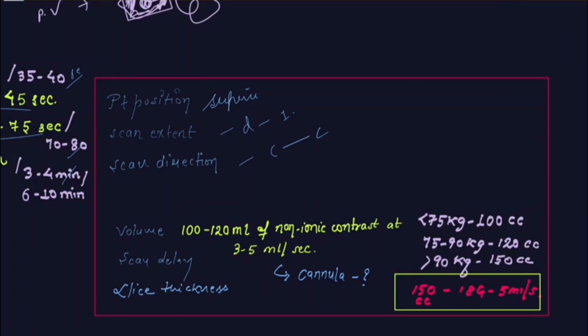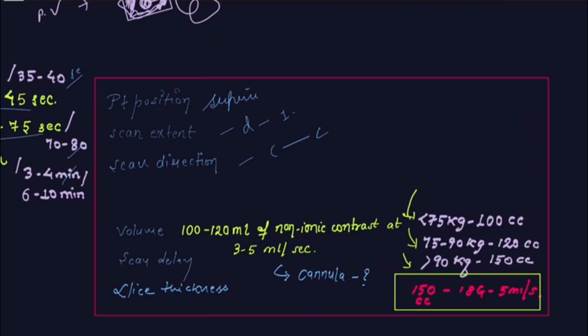There are variations also, according to the weight of the patient: less than 75 kg, then 100 cc of contrast; 75 to 90 kg, 120 cc of contrast; and if the weight is more than 90 kg, then 150 cc of contrast.